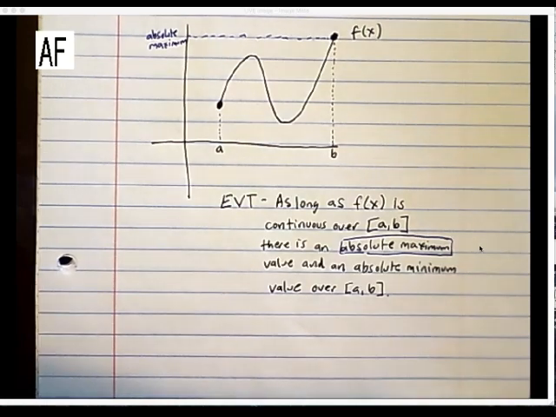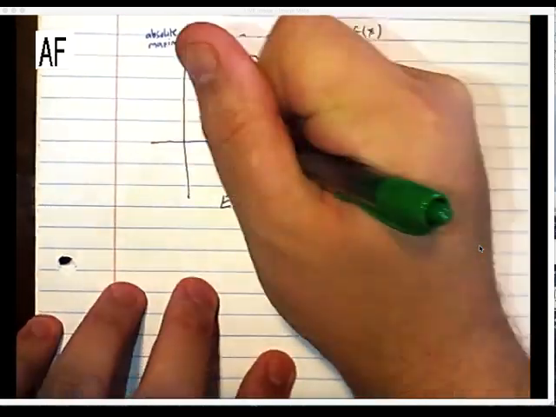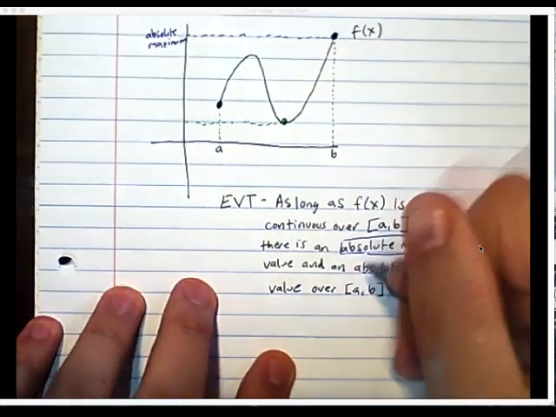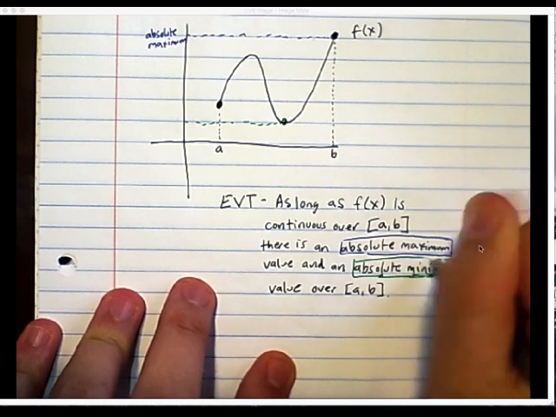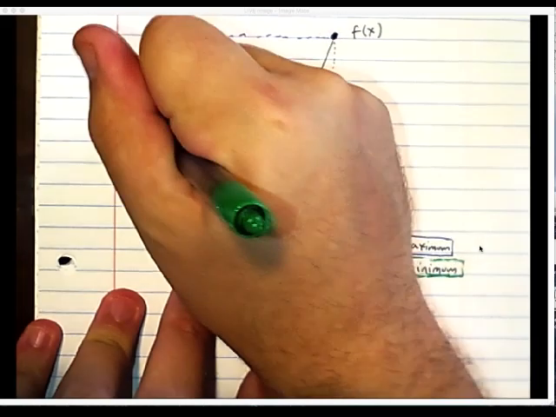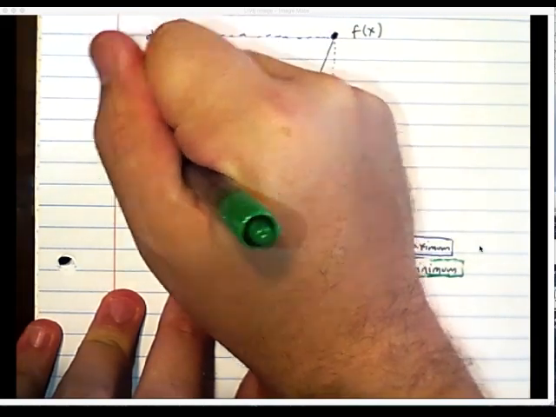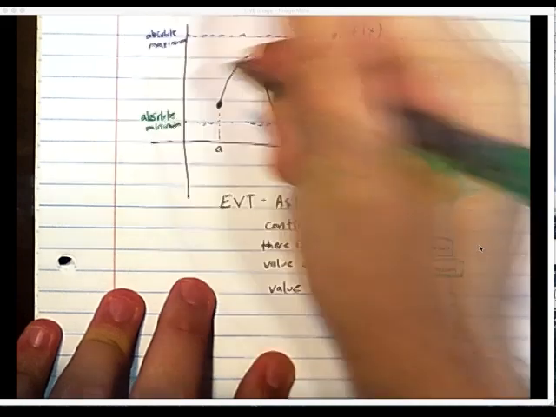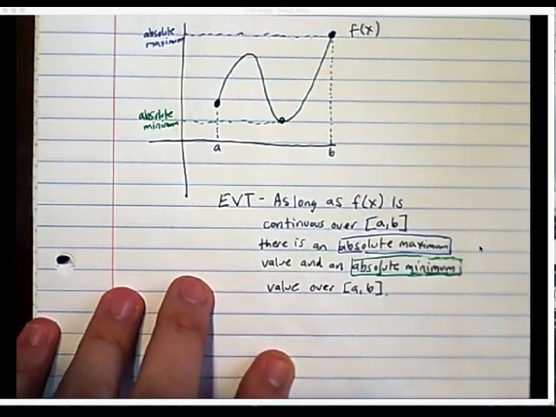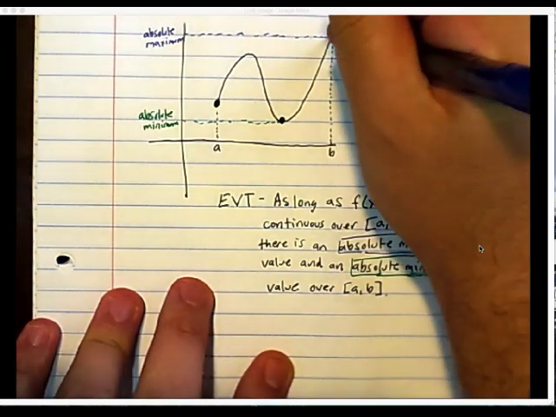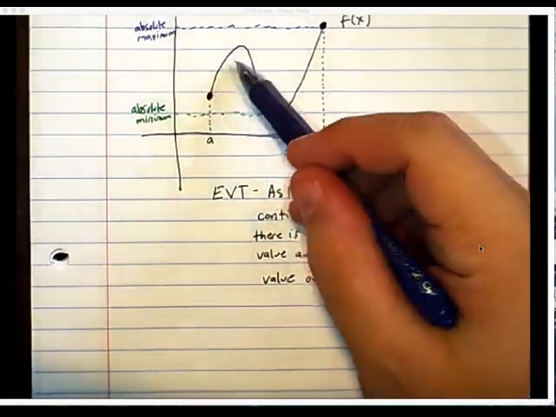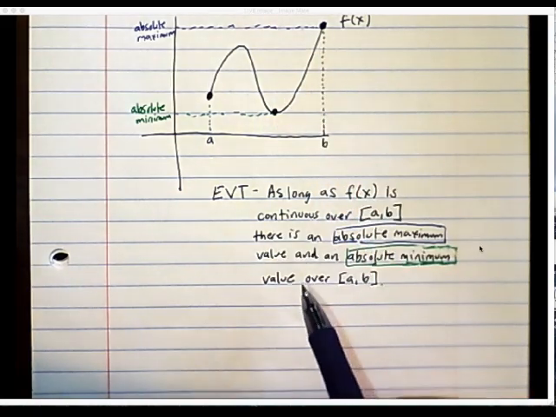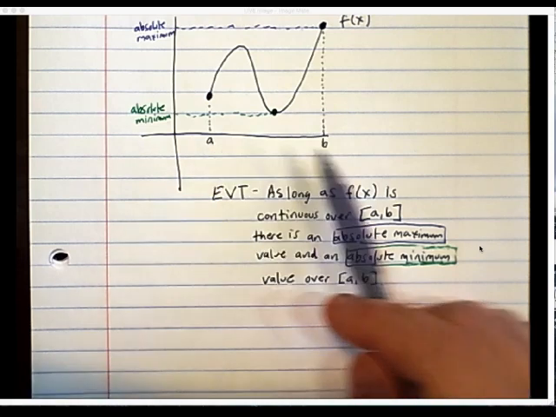This theorem also guarantees that there's an absolute minimum, a low point. There's a y value that's less than all other y values. Less than or equal to, I should say. So here, this is the lowest it gets. That's the smallest y value. And here's the biggest y value that it gets to. As long as this function is continuous, by this theorem, I know there's a high point and a low point along this curve over this interval.